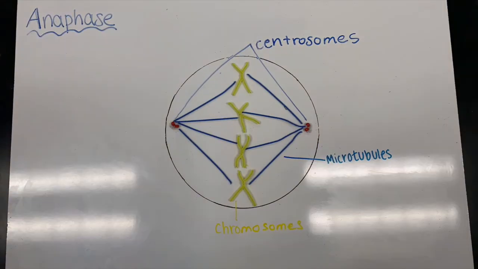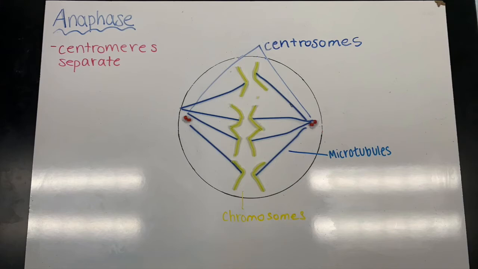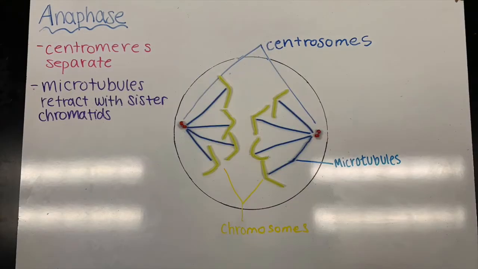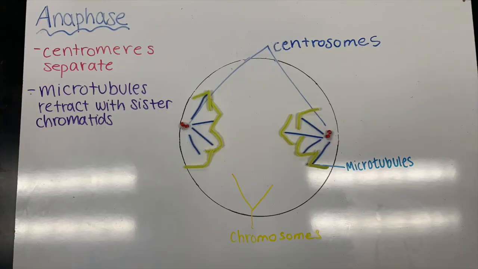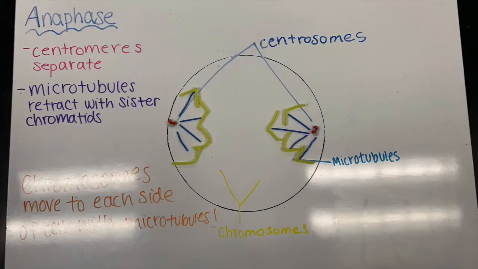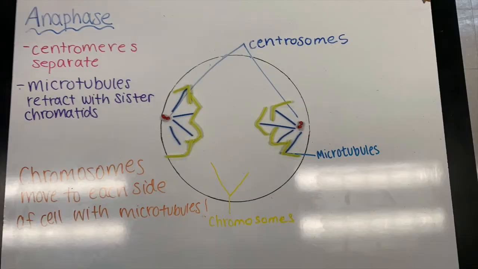Anaphase. In anaphase, the centromeres separate, allowing for the microtubules to retract as they are shortened, taking the separated sister chromatids, now called chromosomes, with them. This causes the chromosomes to move to opposite sides of the cell.